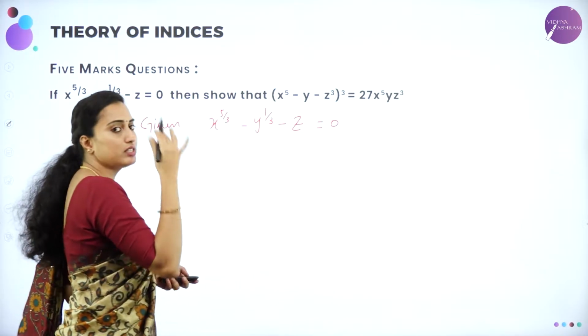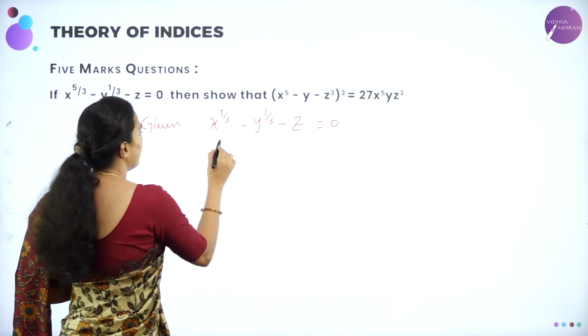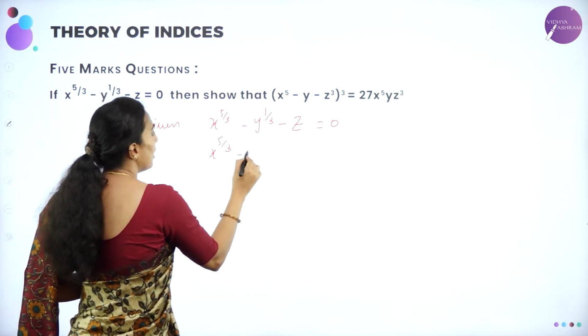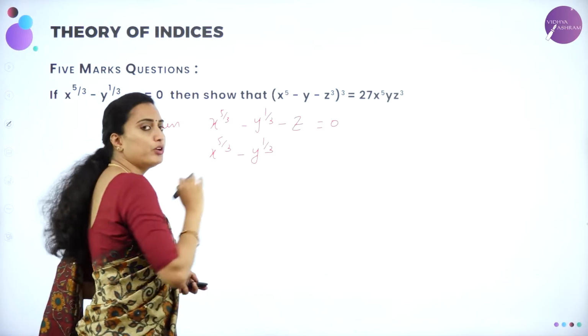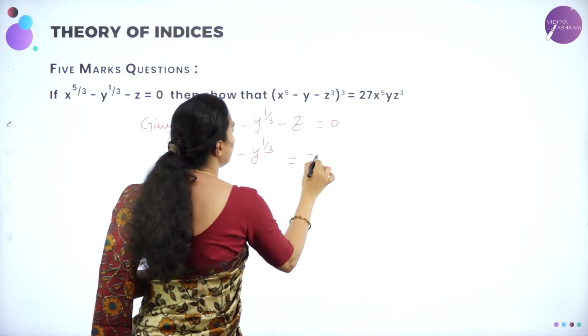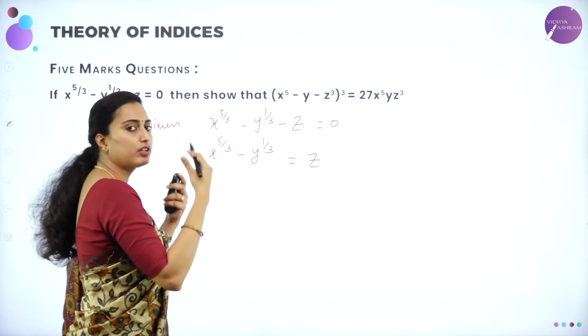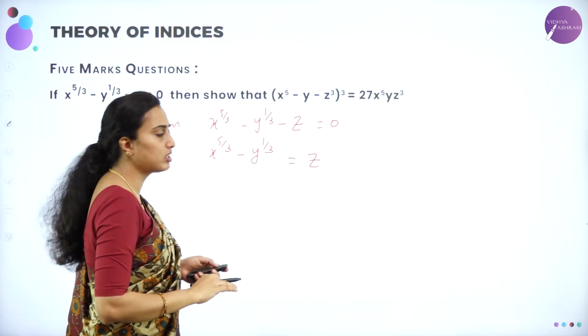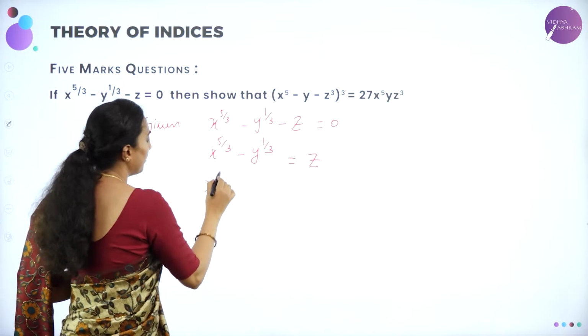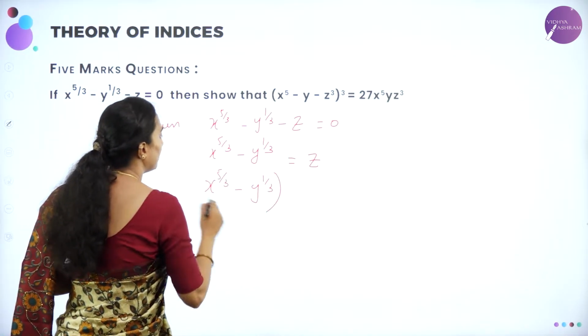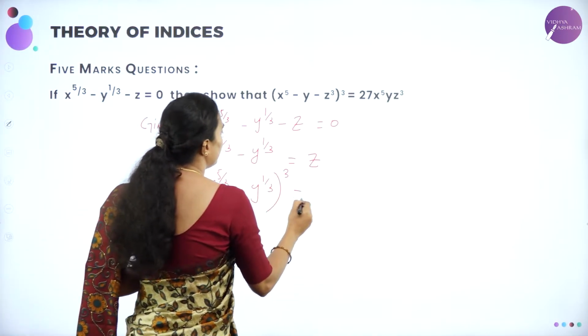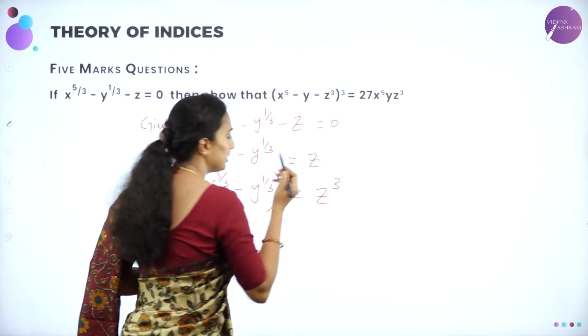I am going to take minus z to that side. What will it become? x power 5 by 3 as it is, minus y power 1 by 3 as it is, and minus z shifted to that side becomes plus z. Raising the power 3 on both the sides, cube on both the sides. What will it become? x power 5 by 3 minus y power 1 by 3 whole cube will be equal to z cube, isn't it?